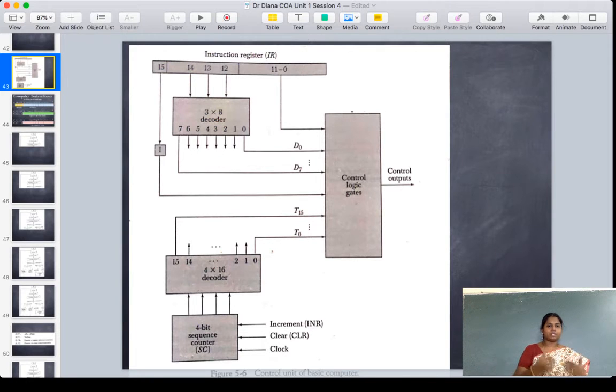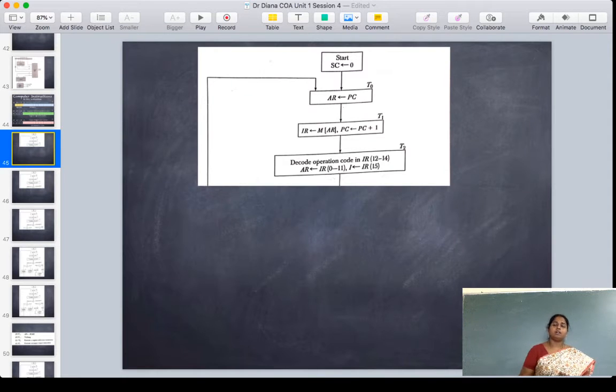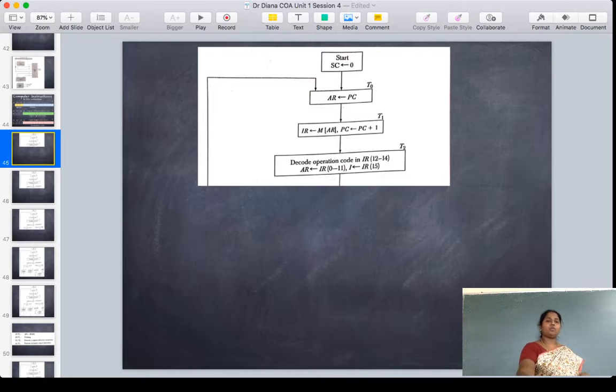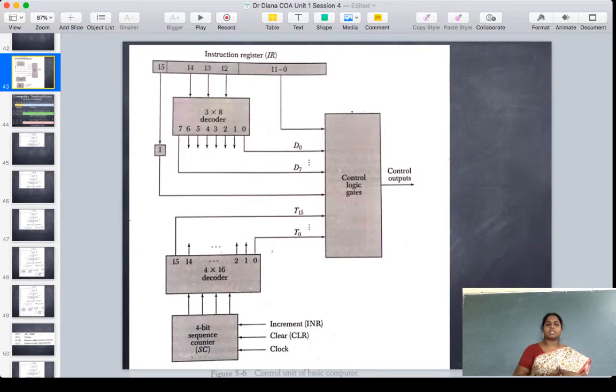With this in mind, we started understanding certain other aspects. So we saw that for any instruction execution, the first 3 timing cycles are going to be the same. These timing cycles are generated by the external clock that is given, and in the circuit you can see that it is called a sequence counter.